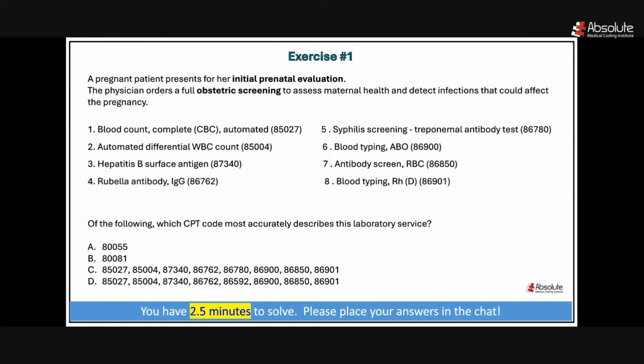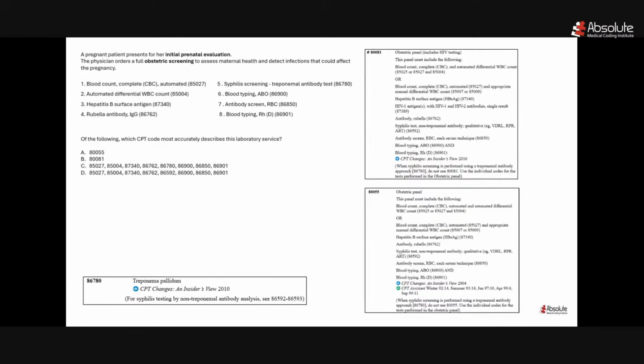Okay. So answers are all locked in the chat. Let's go ahead and review this scenario. Okay, got it. So here we have a patient who's here for a prenatal evaluation, right? And a series of lab tests were performed for the patient as well.